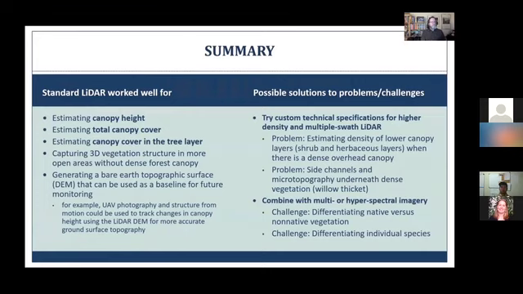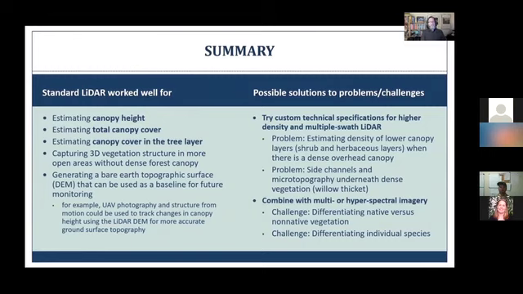And as I mentioned, we can also use the LiDAR to generate a bare earth topographic surface like we've been doing for years, and that could serve as a high-resolution base elevation that could be coupled with subsequent drone or UAV photography to track canopy height changes through time without having to repeat LiDAR at frequent intervals.